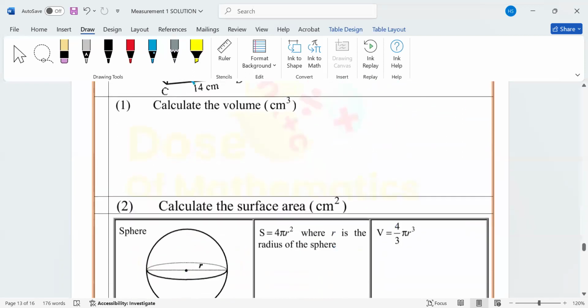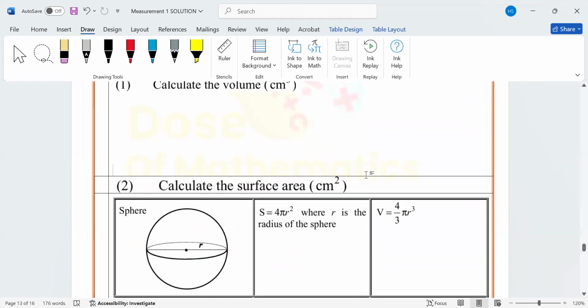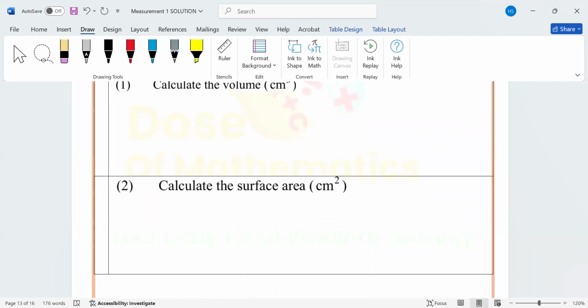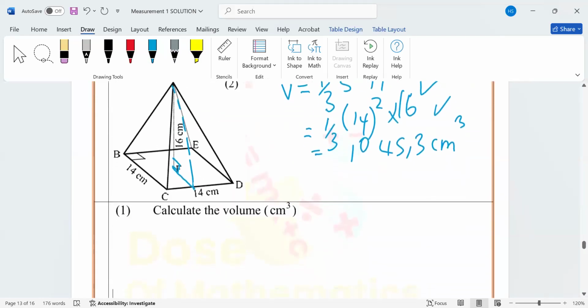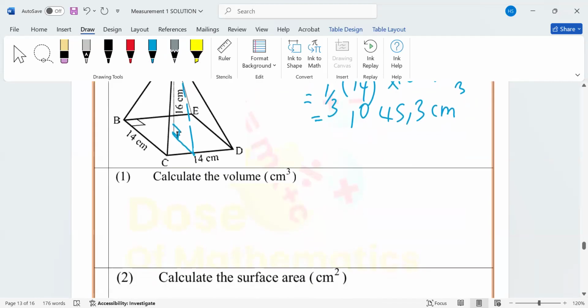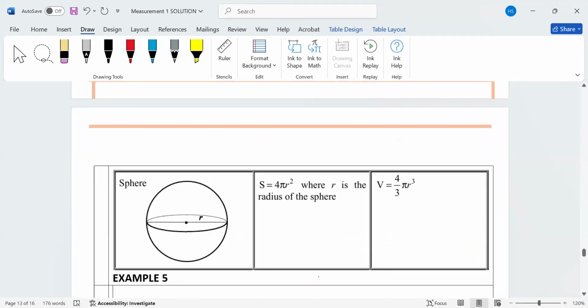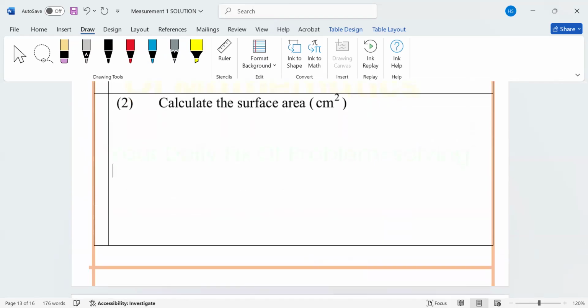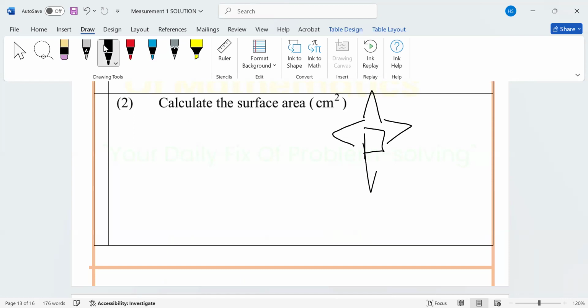On number 2, they say calculate the surface area. They didn't say the surface area of the outer part, they just said calculate the surface area. Now, what did we say? We said the surface area is going to look like we have 4 triangles. If you are to draw a rough sketch of this thing, here's how it looks. You have the base, triangle number 1, triangle number 2, triangle number 3, and then triangle number 4.